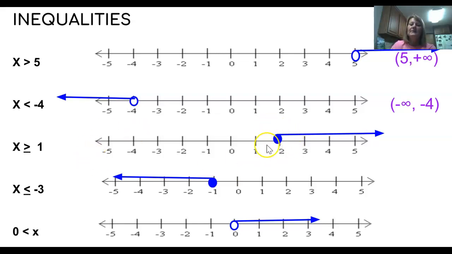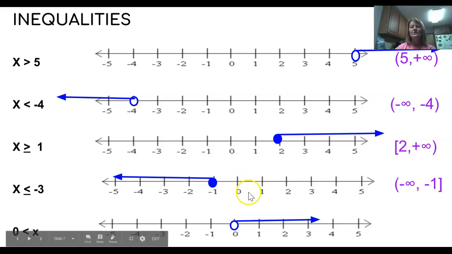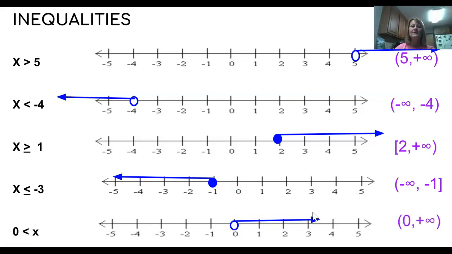Okay, this one on the left is a closed circle, therefore we're going to have a bracket and then going to positive infinity. So a bracket on 2 going to positive infinity. This one on the left is going to negative infinity, but it is a closed circle on -1, so a bracket there. There's what it's going to look like. And our final one again, you're going to have on the left an open circle, so a parenthesis at 0 going to positive infinity. And there's our answer.